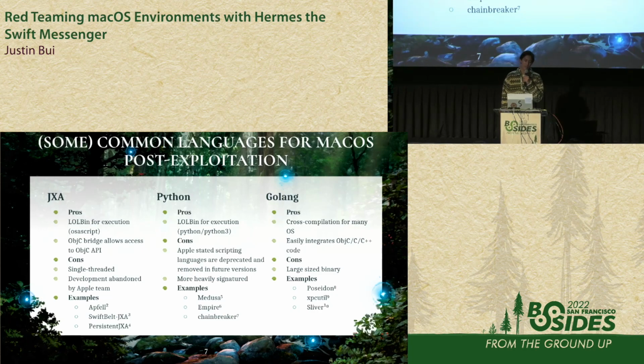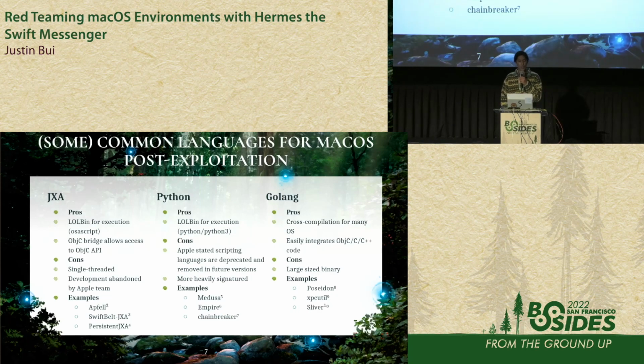Another con for Python is that it's a bit more heavily signatured by macOS defensive products such as XProtect and the Malware Removal Tool. This is because Python has traditionally been used in macOS malware and macOS intrusions, and so some of those RATs have been signatured. Some examples of Python tooling include Medusa, a Python agent for the Mythic framework, Empire, a command and control server. This command and control server had a macOS agent, also written in Python. And then Chainbreaker, a script that lets you interact with the macOS keychain from Python.